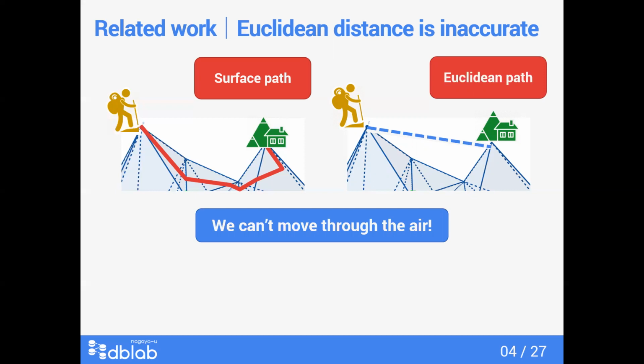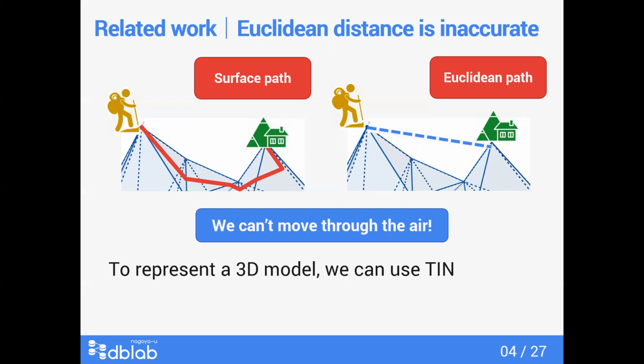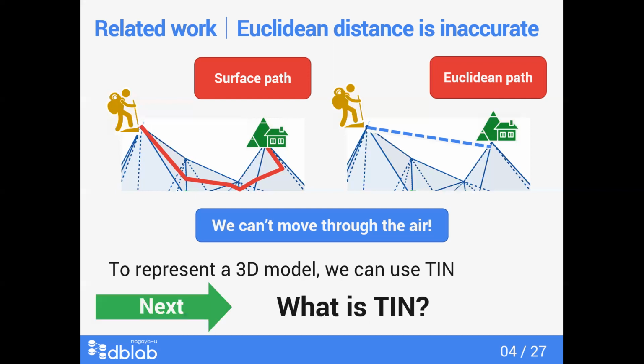In order to consider such a movement between 2 points more accurately, it's necessary to consider a 3D model in addition to positional information. Therefore, in my research, I will use data called TIN to solve the problem. Next, what is TIN?